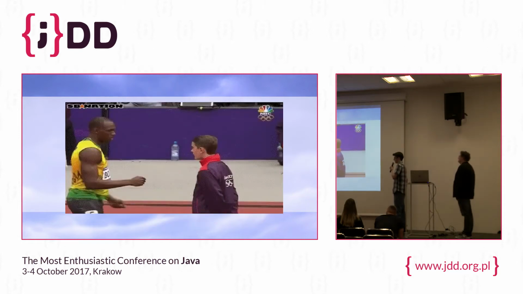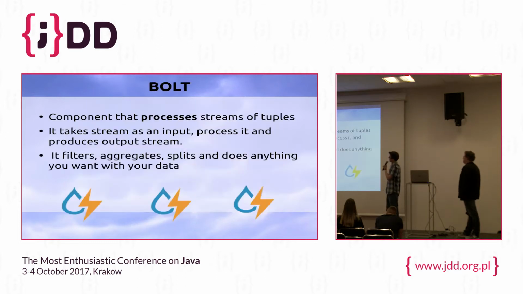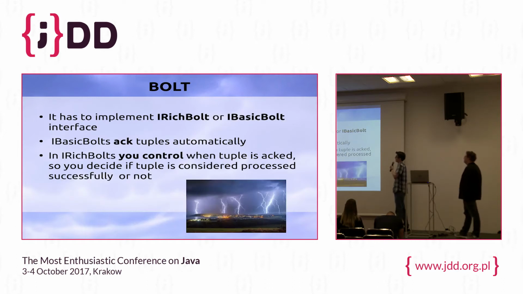So the next component, who's this guy on the left? Usain Bolt, yeah? So he's quite fast, and in Apache Storm we also get fast bolts. That's the processor, I would say. That's the component that takes tuples from a spout or another bolt and processes them. It can filter, aggregate, do any kind of processing that you need. It's quite atomic, and produces next tuples or ends the processing. So a bolt usually implements the IRichBolt interface or our basic IBasicBolt interface.